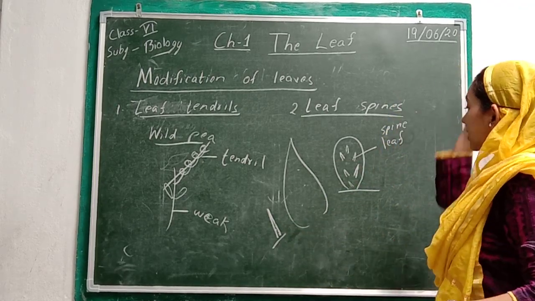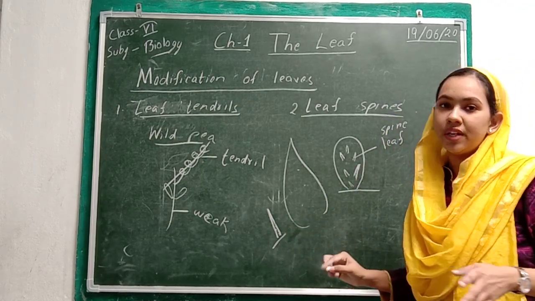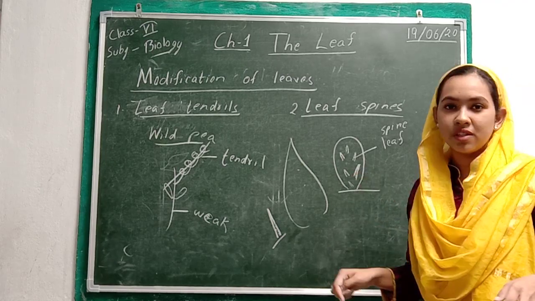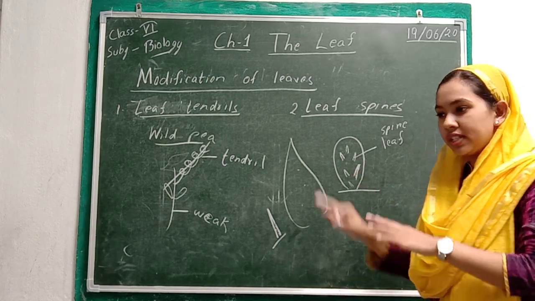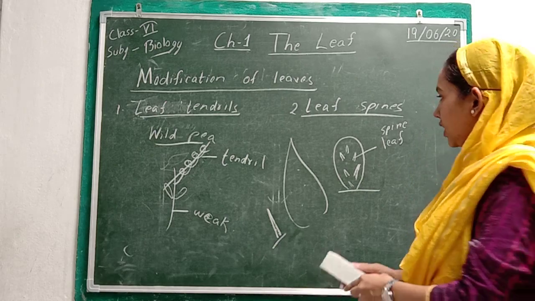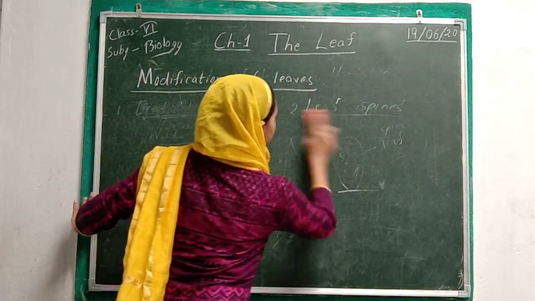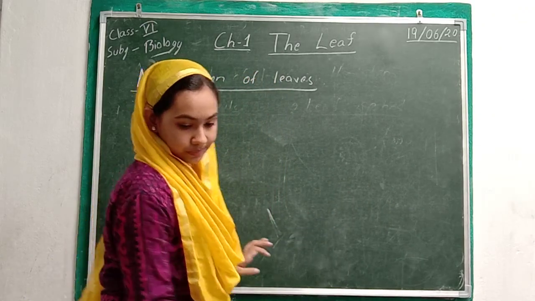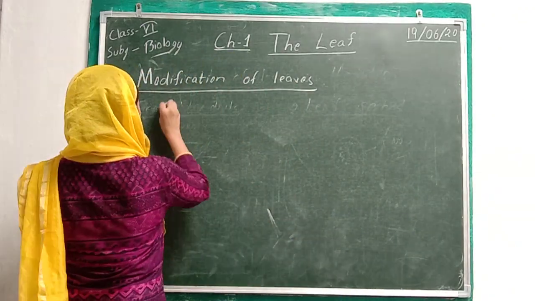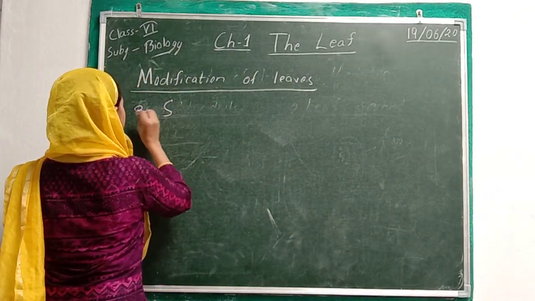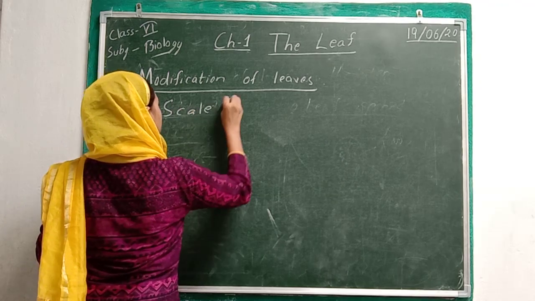And one more thing is that it also helps in defense. Because the spines are present here, the grazing animals will stay away. So it is also defensive in nature. Now we have a third type of modification that is known as the scale leaves.